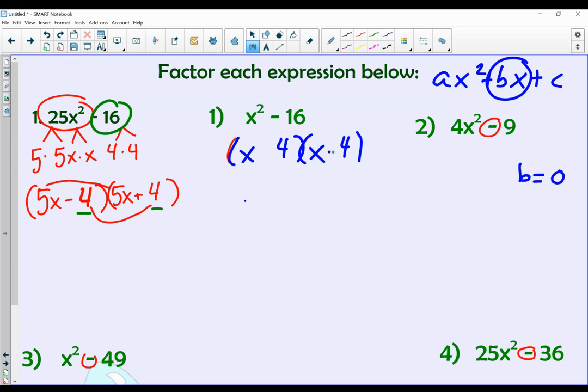So that's why it also makes sense to have one of these positive and one of these negative, because negative 4 plus 4 or 4 minus 4 is 0. So I just gave you two reasons why it makes sense that we use a positive and a negative when we do these.